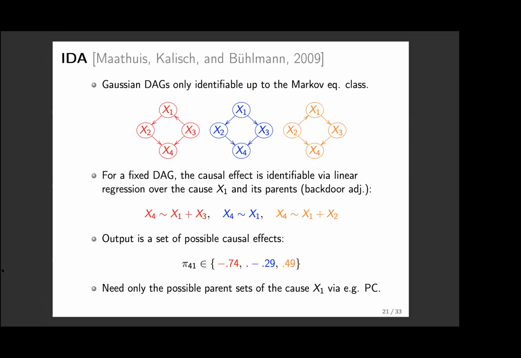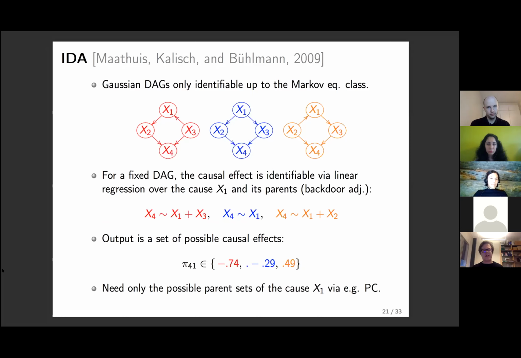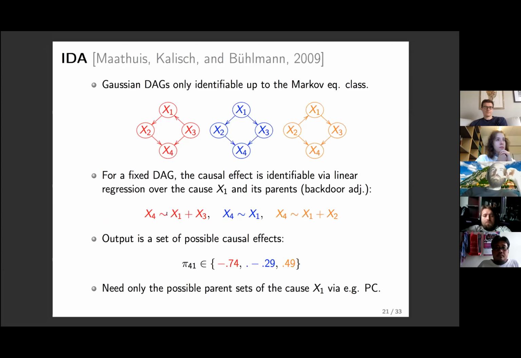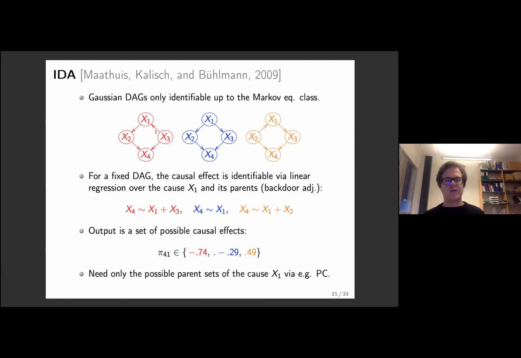And here it's just doing a linear regression on X4 given the cause variable X1 and its parents, which are given here in the different graphs. So here, for example, you have X1 and X3, and including X3 in the regression model means that you intercept the paths through X3 and only consider the directed path from X1 to X2 to X4. So this method outputs a set of possible causal effects. In this case, it would output this set of causal effects.